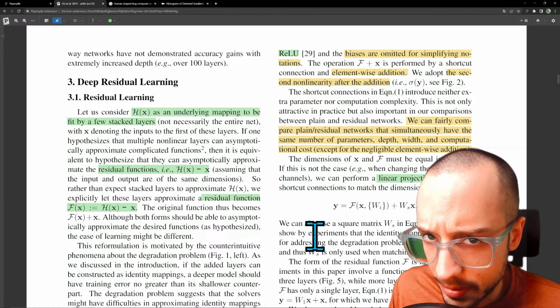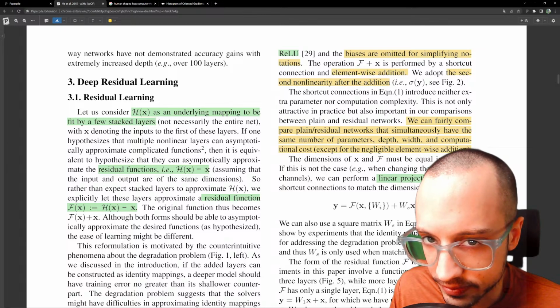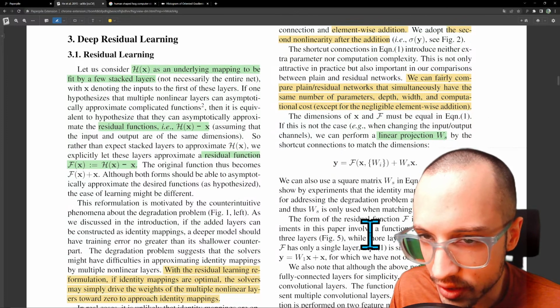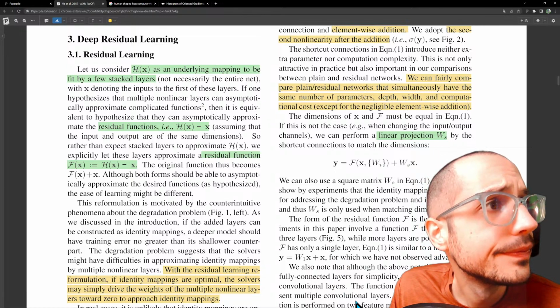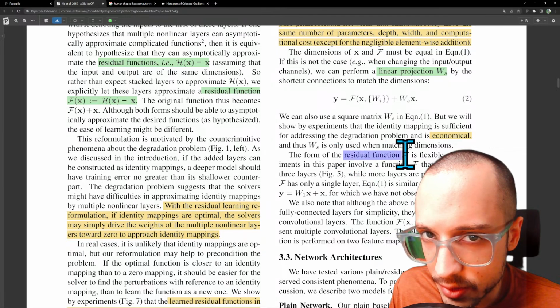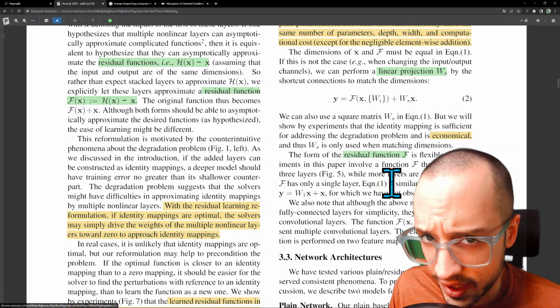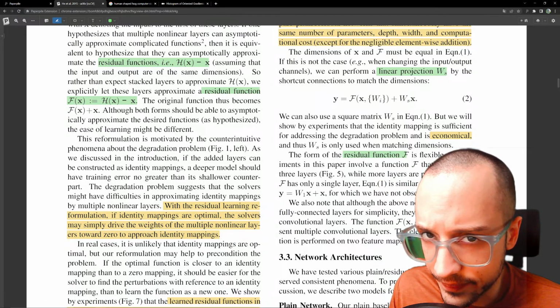We can also use a square matrix, but we show by experiments that the identity mapping is sufficient. Economical. Interesting use of words there. The form of the residual function F is flexible. Experiments in this paper involve a function F that has 2 or 3 layers, while more layers are possible. But if F only has a single layer, equation 1 is similar to a linear layer, for which we have not observed advantages.